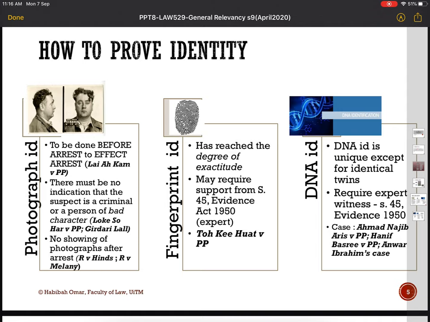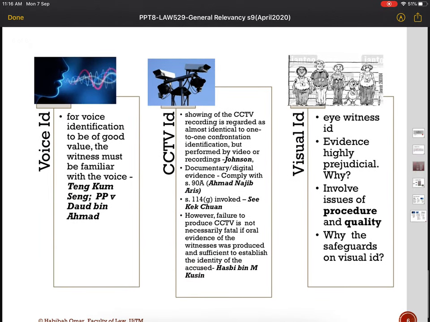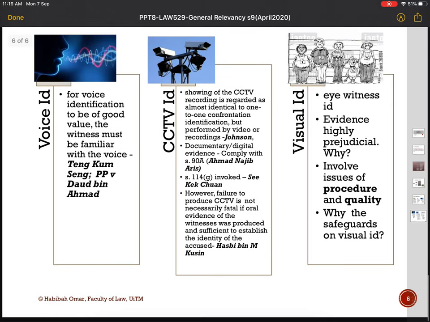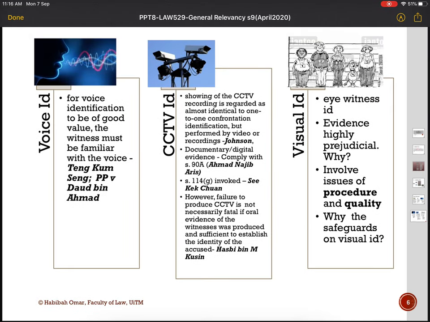Now, there are several methods of identification that you are talking about with regards to proving identification. The concern will be identification of a person. So it could be photograph identification, fingerprint identification, DNA, voice identification, CCTV identification, as well as facial identification. Now, the most problematic method of identification is actually visual identification. I will explain to you later why visual identification is most problematic. So in the meantime, in this lecture, we are going to discuss other forms of establishment of identification except for visual identification.